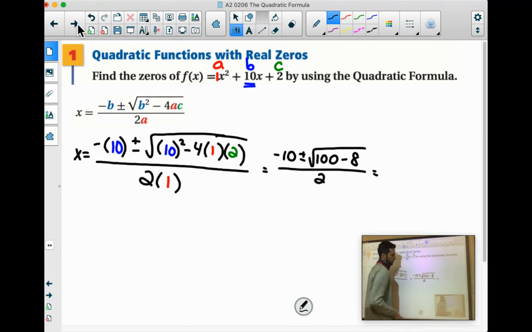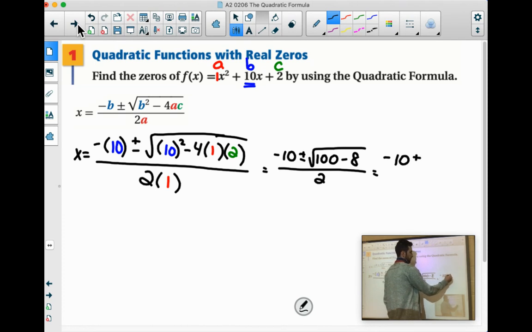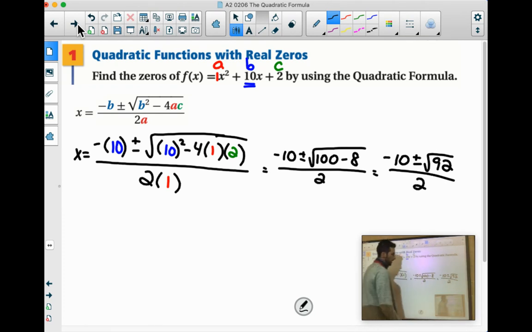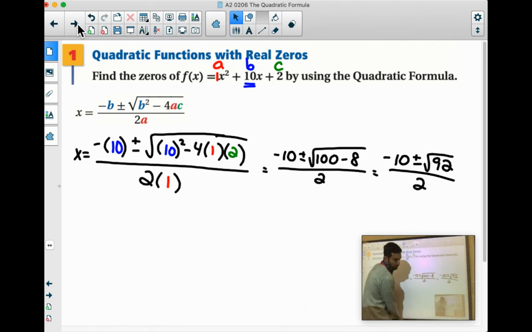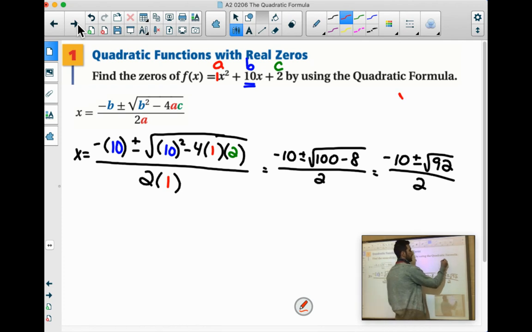No calculators on that part. What else can we simplify? In the square root, I got 100 minus 8. Okay, now 92 is not a perfect square, but it has a perfect square in it. It's 4 times 23. The square root of 4 is 2.